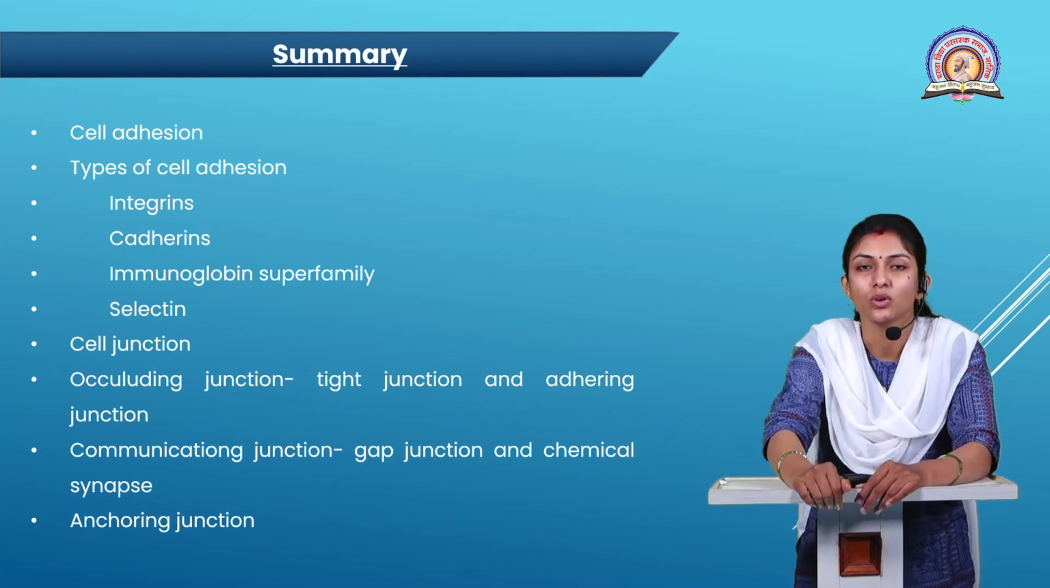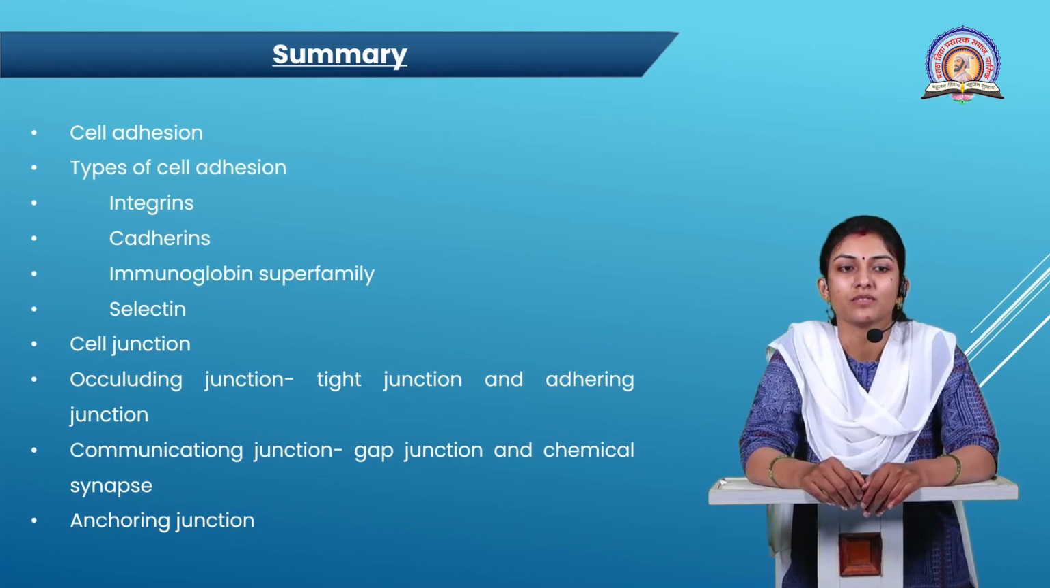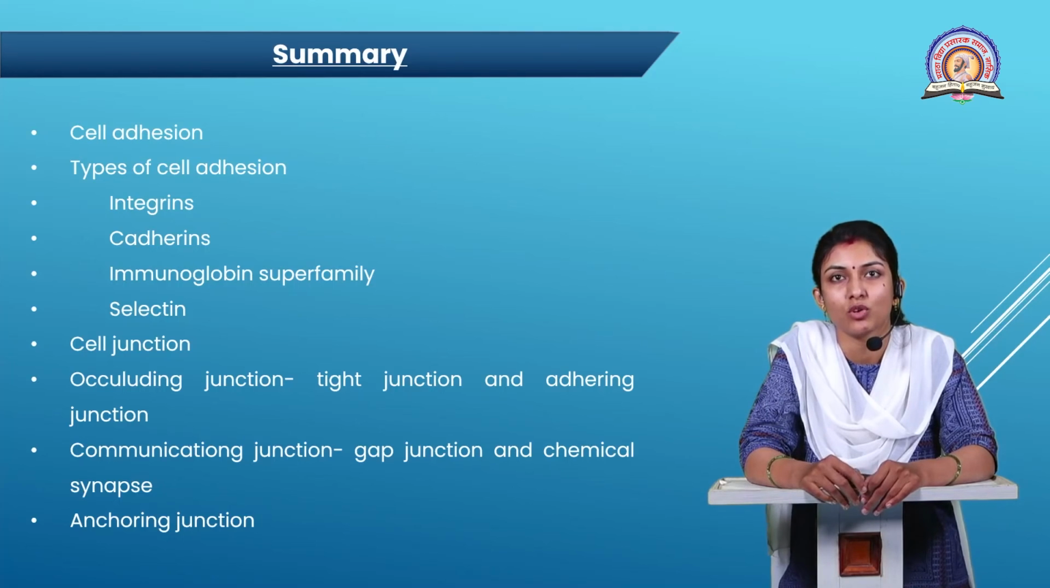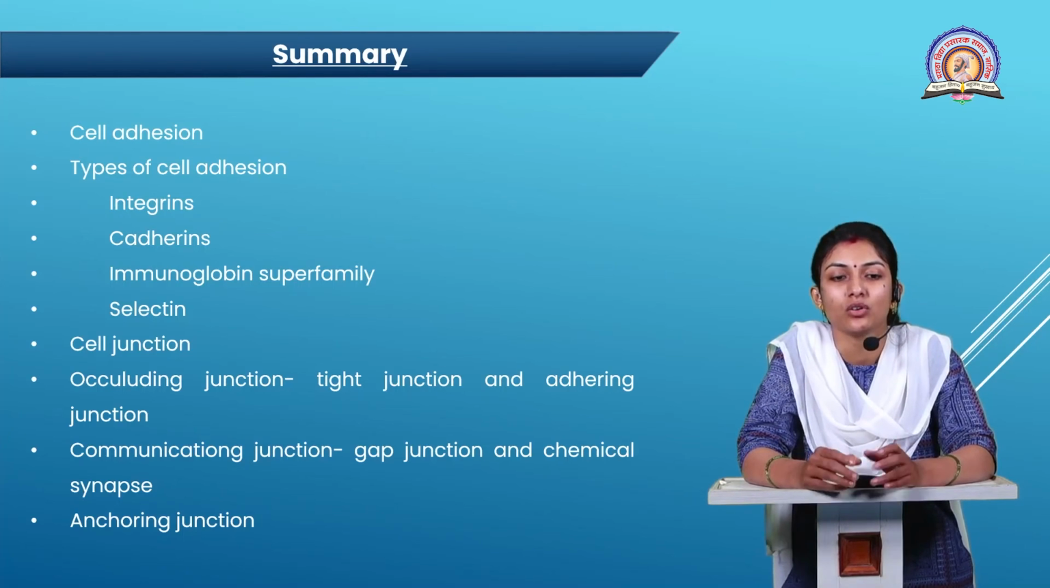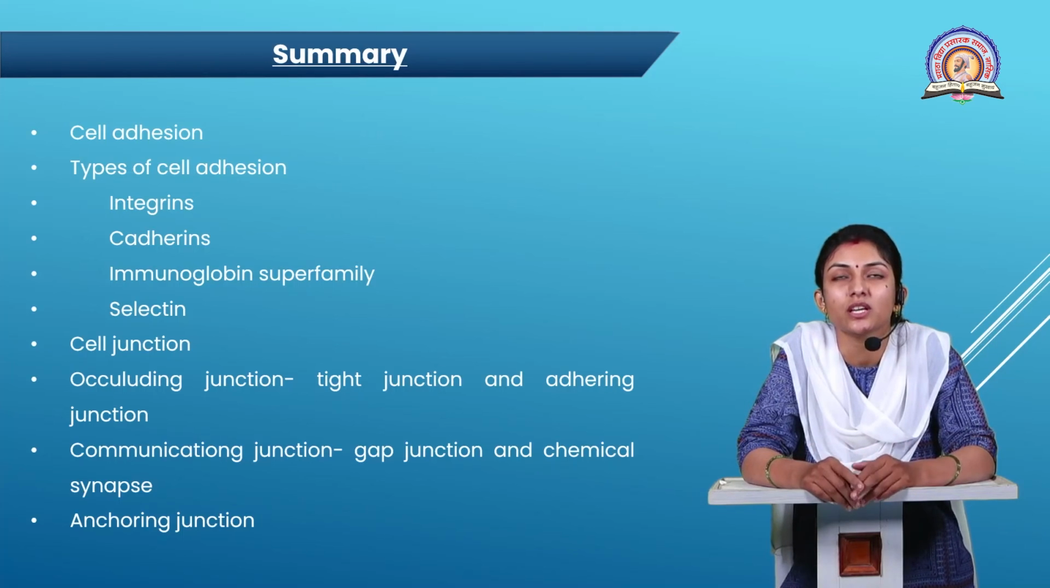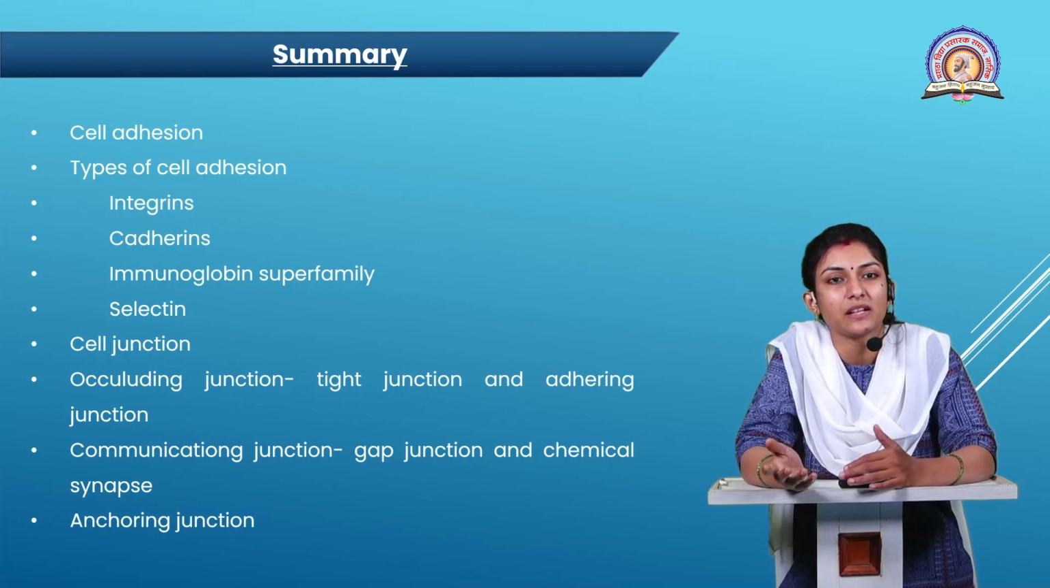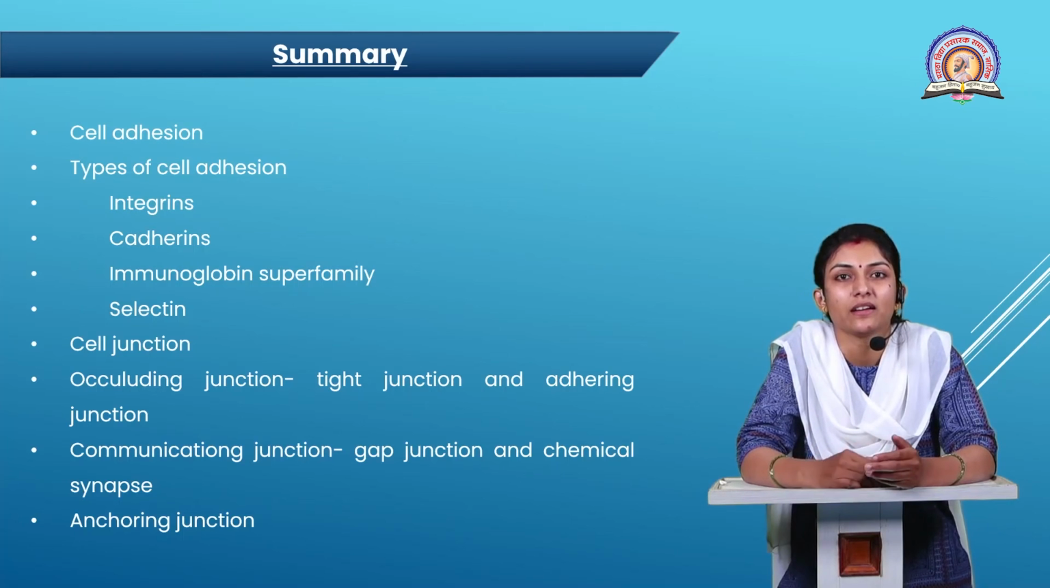Summary. So, in today's lecture, we studied cell adhesion molecules, different types of cell adhesion molecules, including integrin, cadherin, selectin, and the immunoglobulin superfamily. And then in cell junction, we studied occluding junction, including tight junction, adhering junction, communicating junction, including gap junction and chemical synapses, and anchoring junction.